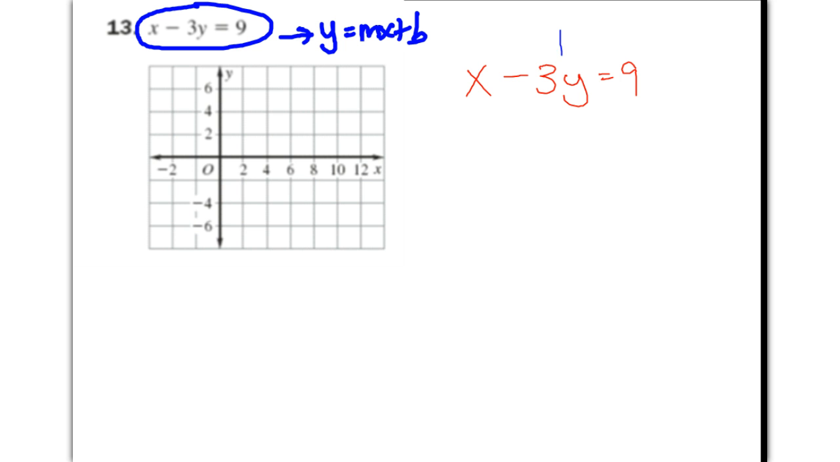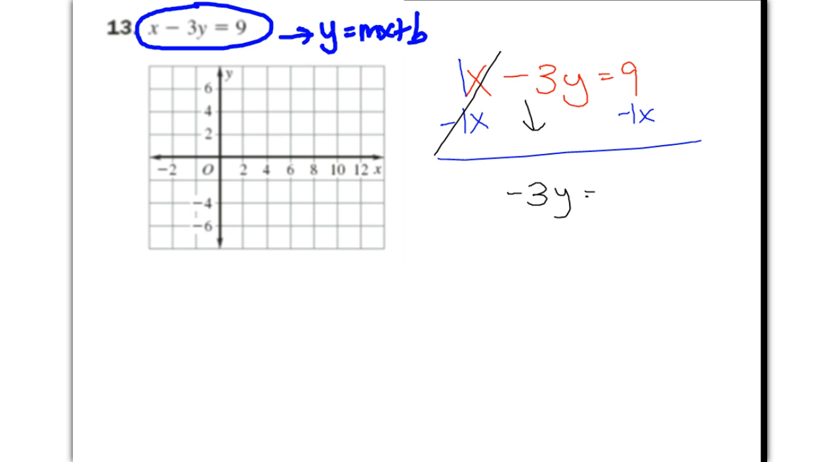What we're going to do is get rid of the x. And it's just a 1x. So to get rid of it, we're going to subtract it from both sides. So the x terms cancel out. And we get, bringing down that negative sign, negative 3y. And then we have 9 minus 1x, or you can think about it as negative 1x plus 9, putting it in slope-intercept form first.